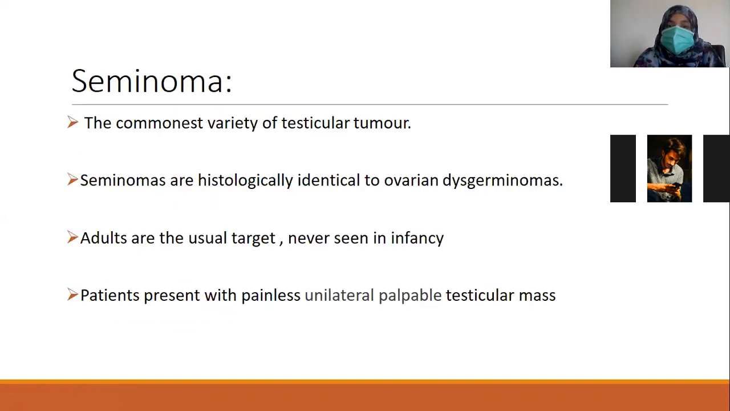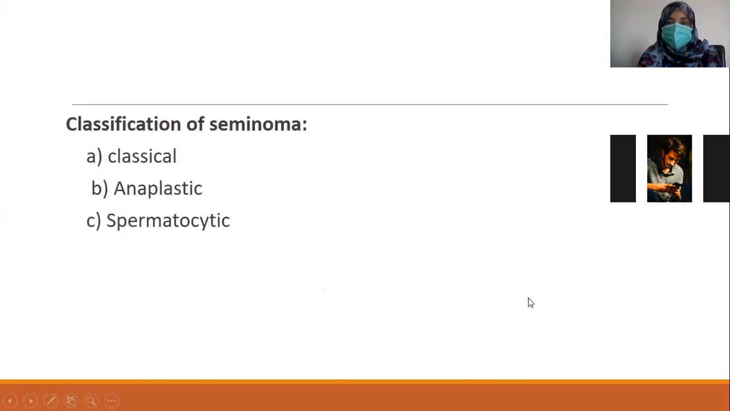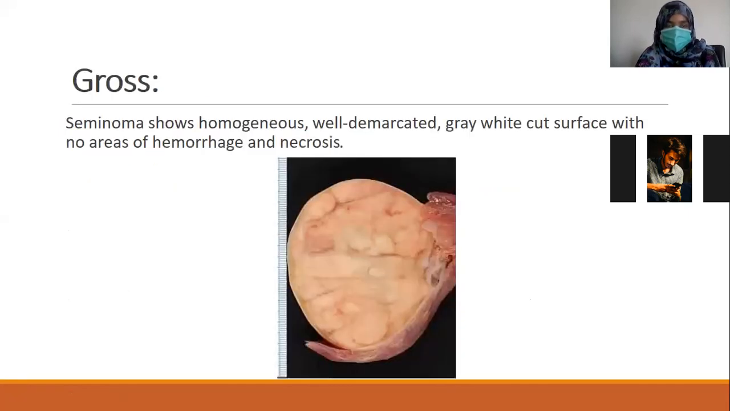Seminoma is the most common testicular tumor. They are histologically identical to ovarian dysgerminomas. So when you are asked what they are identical to in the ovary, this is ovarian dysgerminoma. Adults are the usual targets and it is never seen in infancy. Patients present with a painless unilateral palpable testicular mass. So pay attention to this. Classification of seminoma: classical, anaplastic, and spermatocytic seminomas.